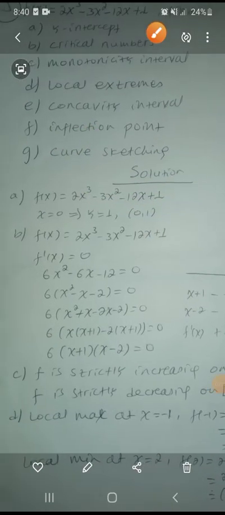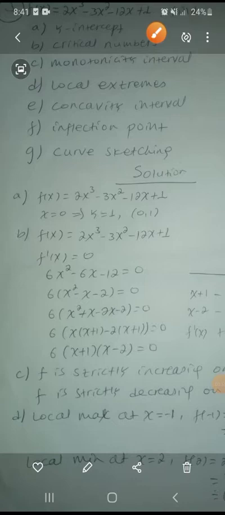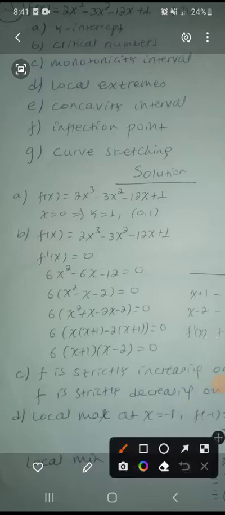The second question is to find the critical numbers. Critical numbers are numbers at which the first derivative will be 0. So first we need to find the first derivative. The derivative of 2x³ is 6x². Derivative of -3x² is -6x. Derivative of -12x is -12. Derivative of 1 is 0.